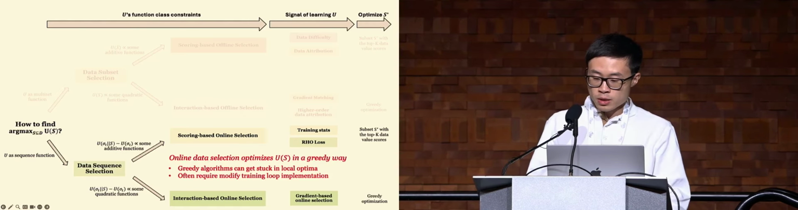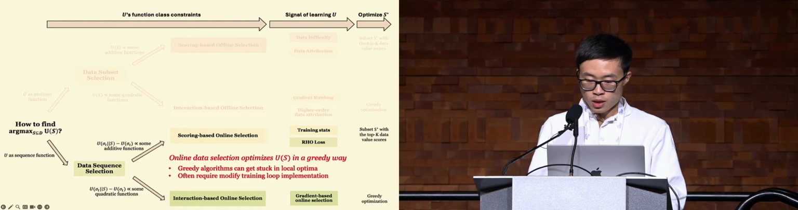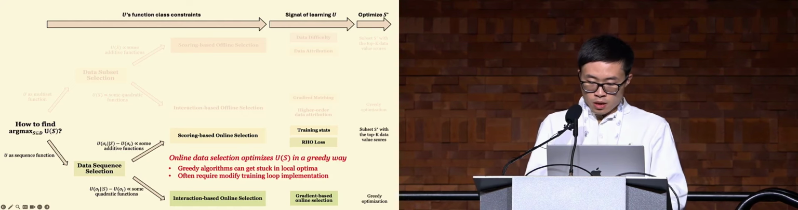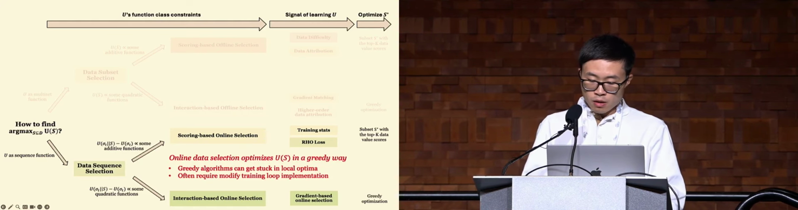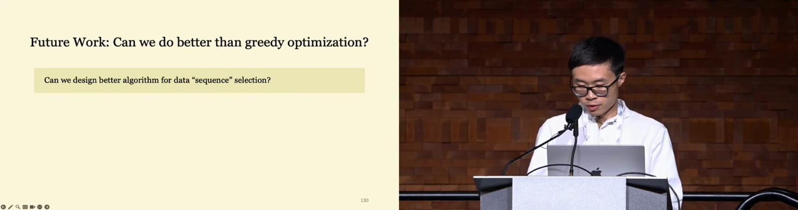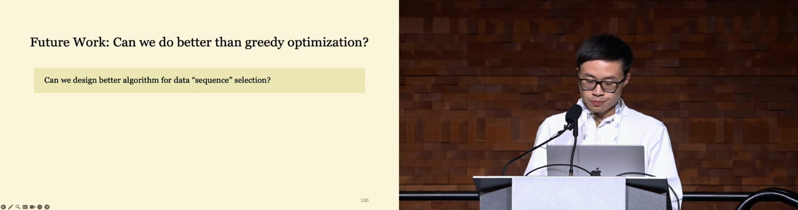Another thing is that, as we discussed today, the utility function for foundation models greatly depends on the data ordering, and it's more reasonable to treat it as a sequence function. So far, for the data sequence selection problem, most of the techniques are online data selection. However, is it the best we can do? Online data selection is essentially like using a greedy algorithm to optimize the utility function. But greedy algorithms can get stuck in local optima.